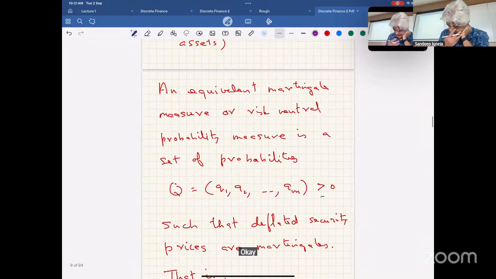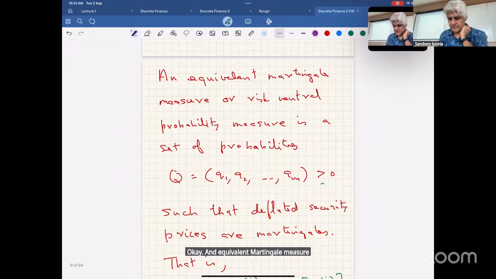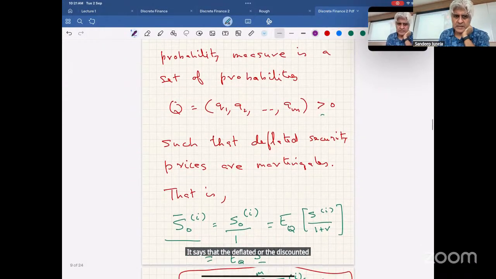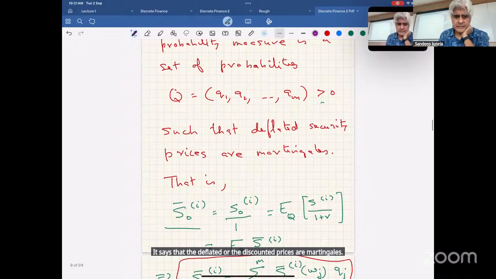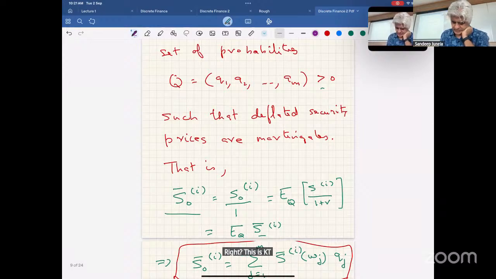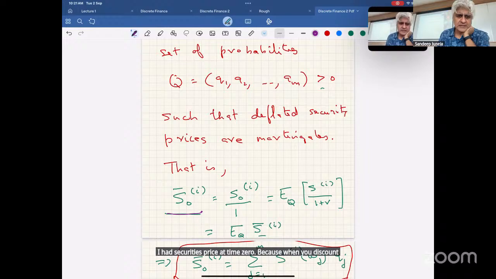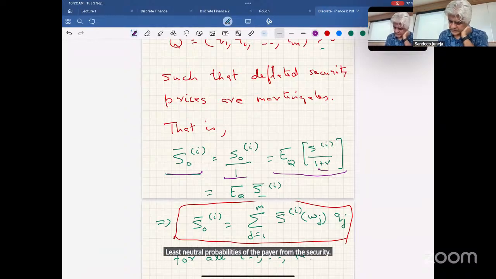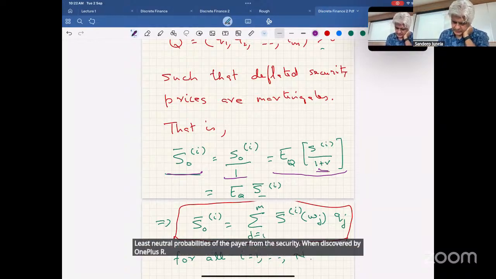An equivalent martingale measure or risk neutral measure is a set of probabilities such that the deflated or the discounted prices are martingales. Right? This is clear to you. So S bar 0i is just the same as S0i, the ith security's price at time 0, because when you discount it by a factor of 1, nothing changes. And this has to be equal to the expected value under these risk neutral probabilities of the payoff from the security when discounted by 1 plus r. So that's what we are saying here.